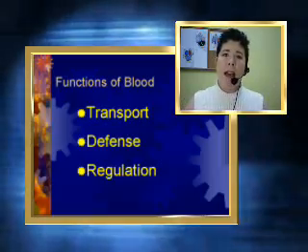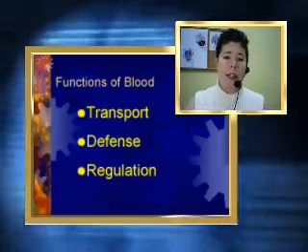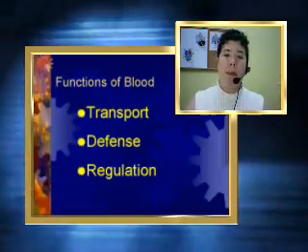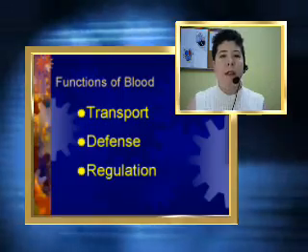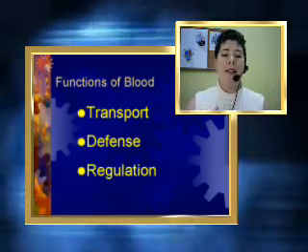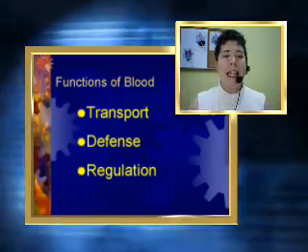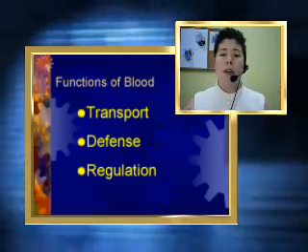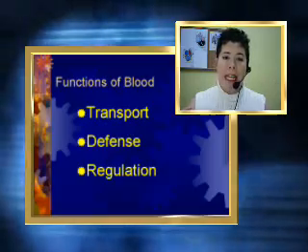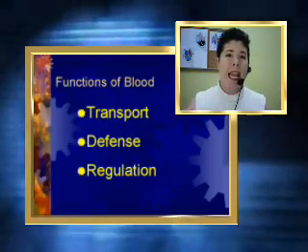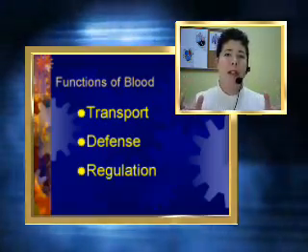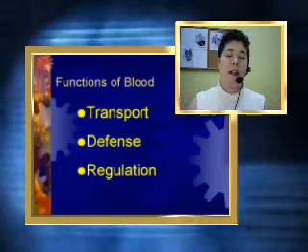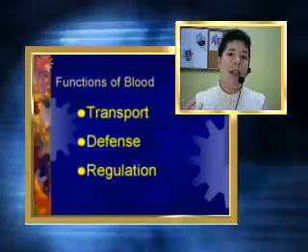And we also have that next function of defense. That's defending against invasion of pathogens, whether they be bacterial or viral infections. That's going to be primarily the white blood cells. We also have platelets, which play a role in preventing blood loss. And then our third function is regulation. That's helping to maintain some of those homeostatic processes that we talked about earlier in other chapters, which in this case includes body temperature and blood pH.